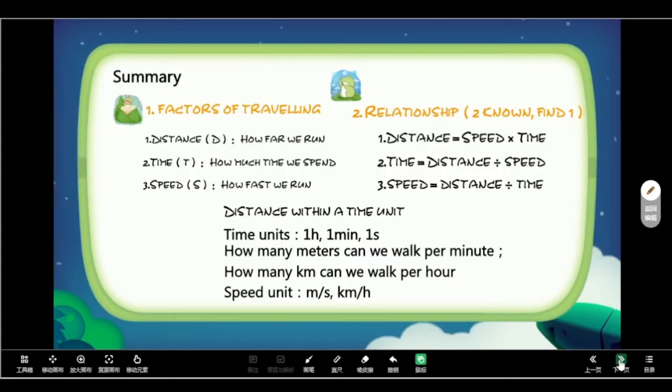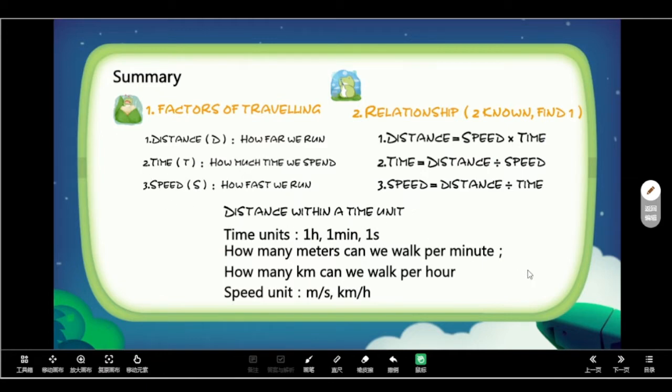Before we get started, let's have a simple revision first. Do you still remember what we have learned last lesson about the three factors of traveling? Yes, what are the three factors? The three factors are distance, time, and speed. There are some relationships between distance, time, and speed, and there are some formulas here. You need to remember this formula. And we have also learned a new concept called speed. Speed means the distance within a time unit.